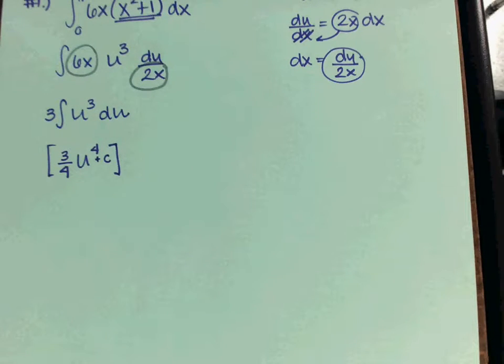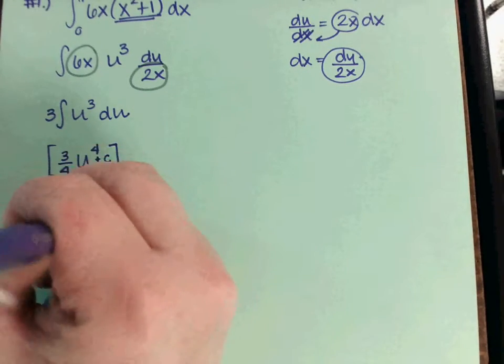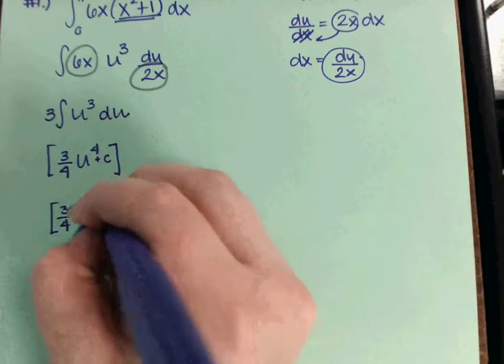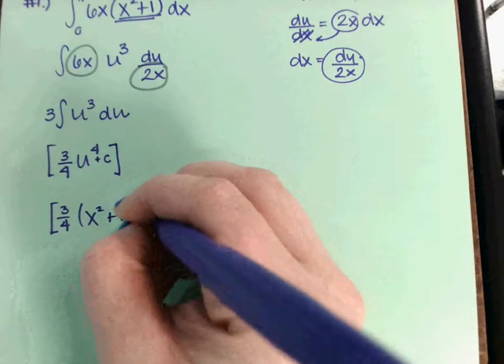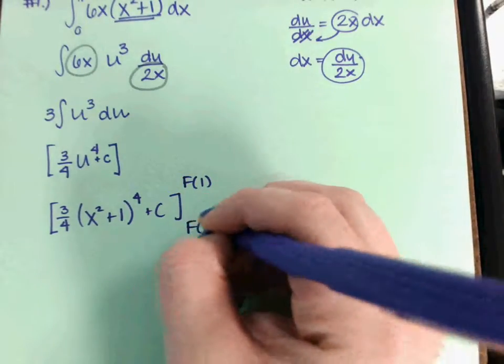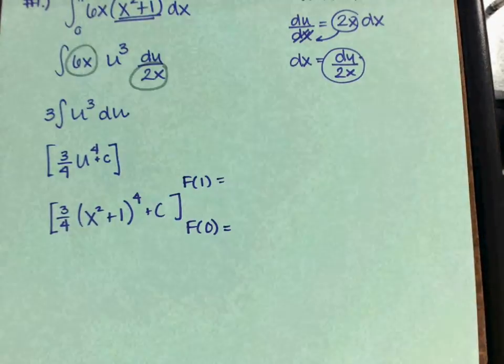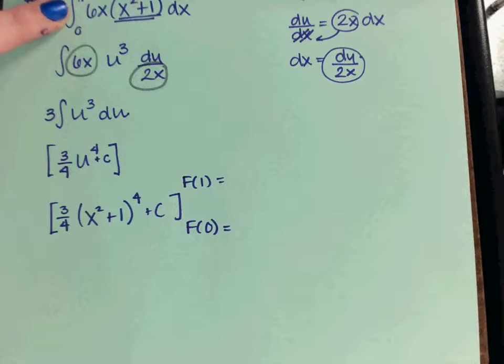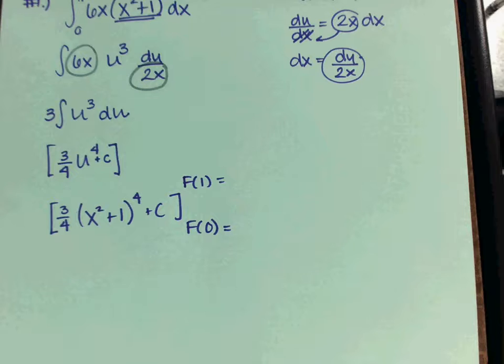Okay, then from here you have to switch it back to x's. So then I would rewrite this as 3/4 times x squared plus 1 to the 4th. And now I can put my endpoints back. Okay, but the endpoints have to go away while you have u's, because these 0 and 1 are endpoints for x. So once you start putting u's in it, you have to pull them until you're back to x's, okay?